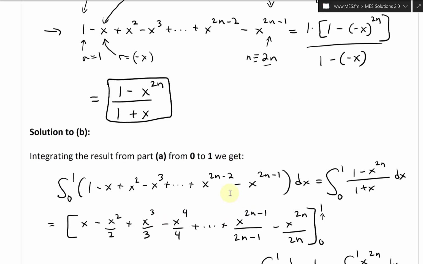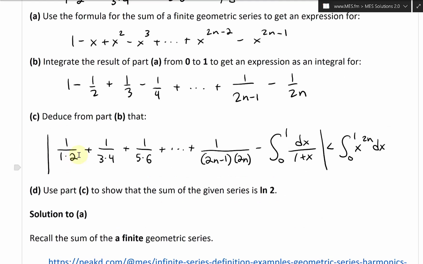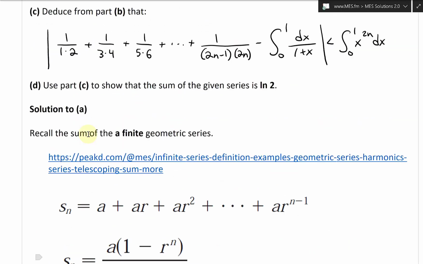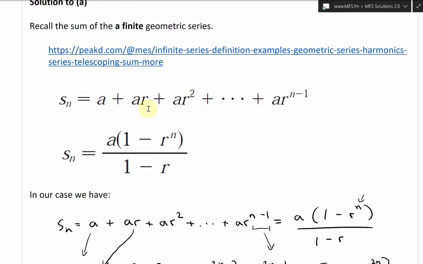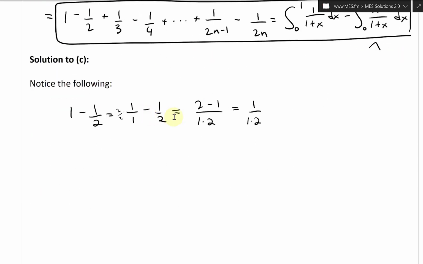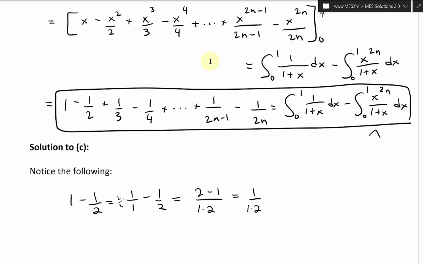And the reason I'm writing that is because that is in this form here, so 1 times 2 there. And then as you can guess, I'm going to do the same for the 1 over 3 times 4 and 1 over 5 times 6, and so on. So that's that.